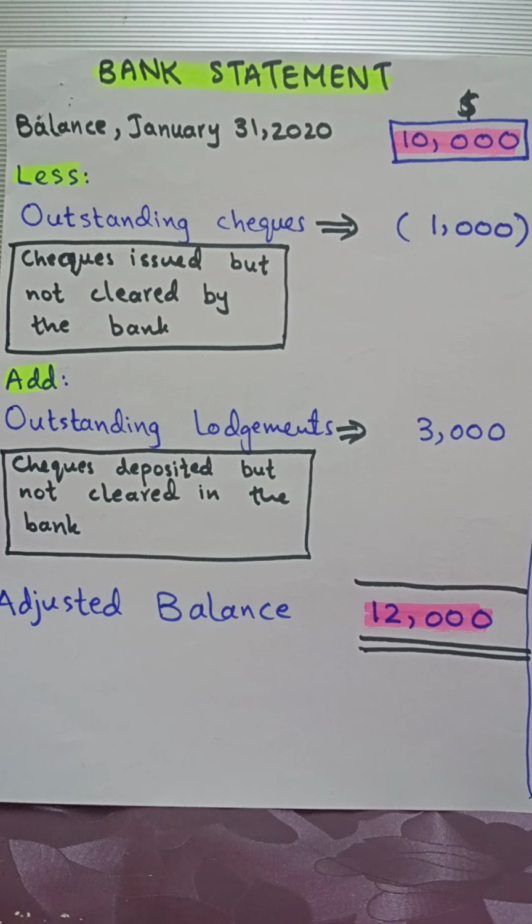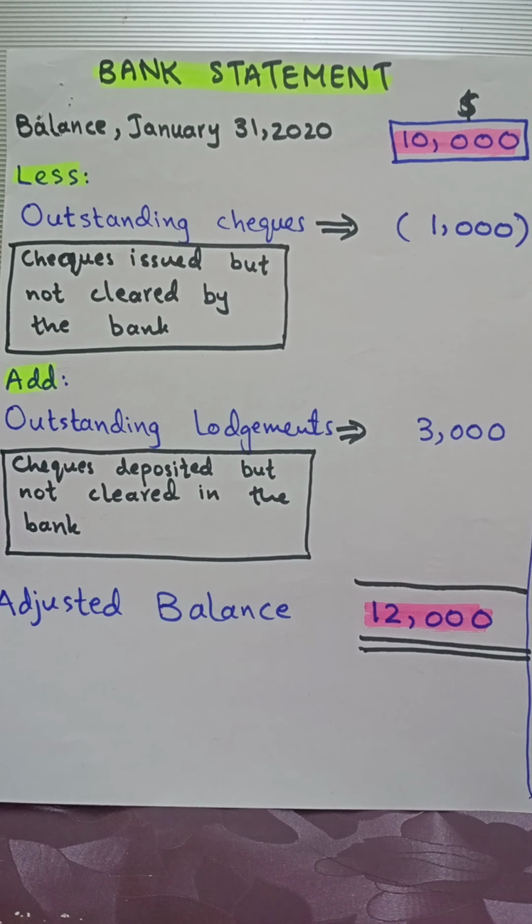So what exactly is this concept? Basically, we reconcile the balance shown in your bank statement with the balance shown in your cash book in order to know the exact balance, that is, what exactly the cash balance is at this time.